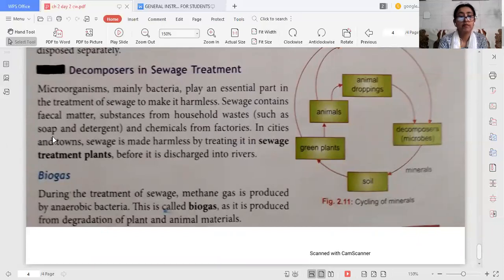Now, so this is all about it. So today we have done the useful microorganisms. So I want to end this session here only, and next topics we will take in our next session. Hope you all are able to understand all the topics properly.